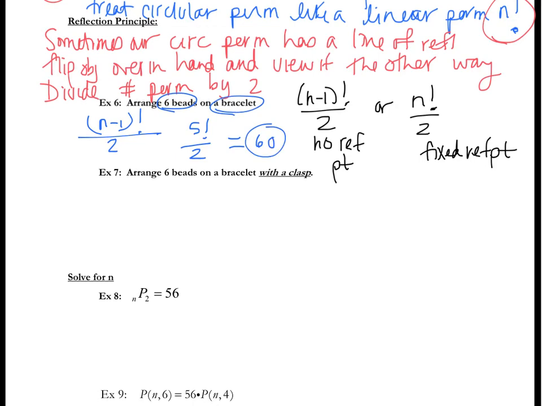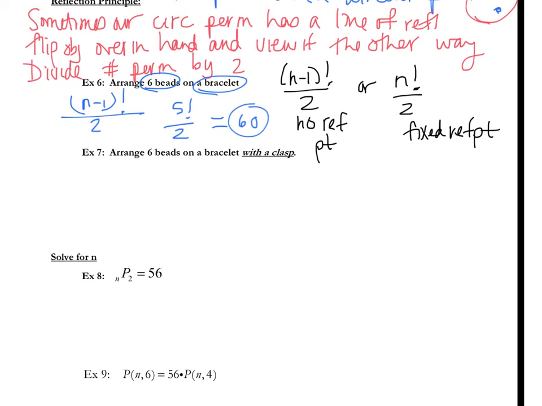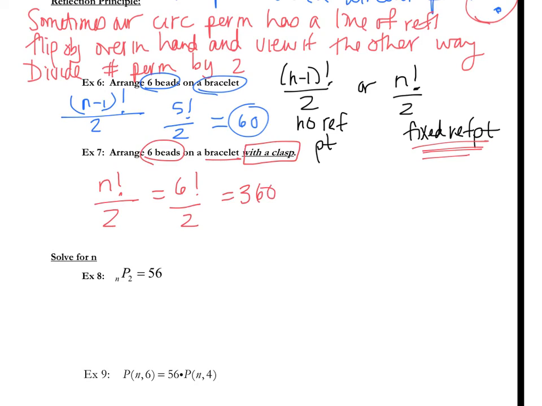If we look at number 7, the difference here is that now we are doing 6 beads on a bracelet with a clasp. So the fact that we have 6 beads on a bracelet, it can easily be turned over in our hands, and the clasp means that we have a fixed reference point. So instead of doing n minus 1, we do n factorial, and then we divide by 2 because it could easily be flipped over in our hand. So we would have 6 factorial divided by 2, which gives us 360 options.